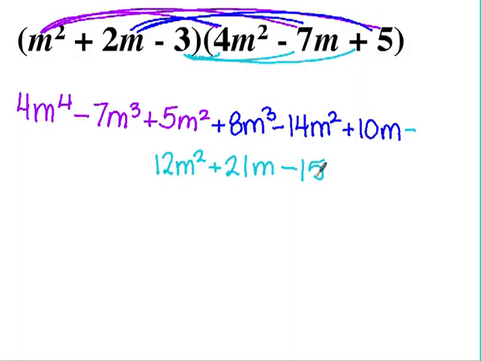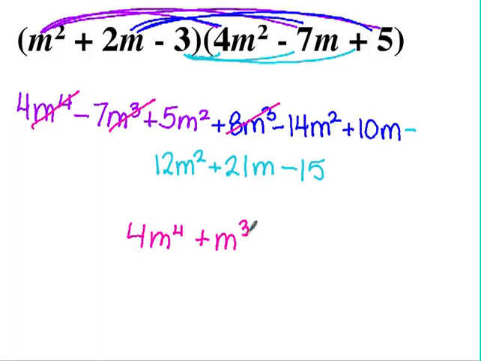So this group and that group together, I need some like terms. What's my first term going to be? 4m to the 4th. So that's gone. What's going to be next? Negative 21m to the 3rd... no, negative 17... wait, no, that's going to give me 1m cubed. Okay, what comes next? 5m squared, negative 14m squared and 12m squared.